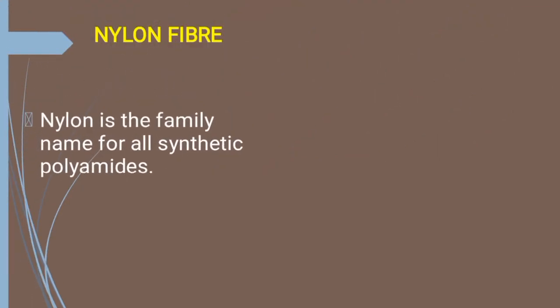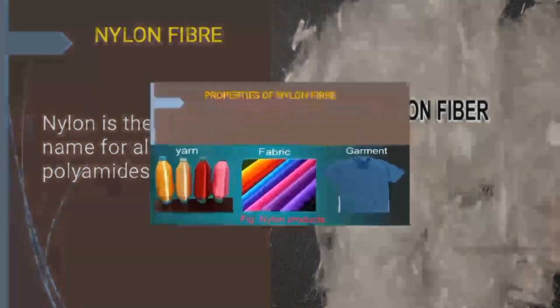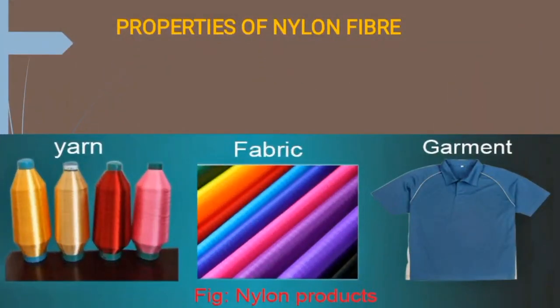Nylon fiber. Nylon is the family name for all synthetic polyamides. So nylon fiber has to do with fibers that are gotten from what? Polyamides, which are organic compounds. So, properties of nylon fiber.